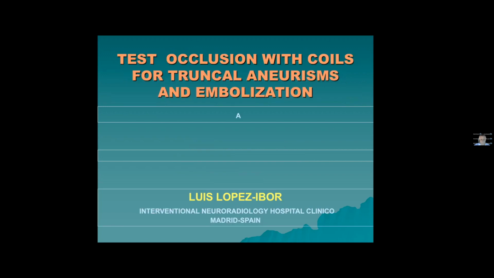Test occlusion: why test occlusion with coil and not balloon? Because in one case, so many years ago, I had a rupture of the artery with a balloon. I decided that in some cases it's not safe, so I put one coil and test, anatomical test or clinical test.